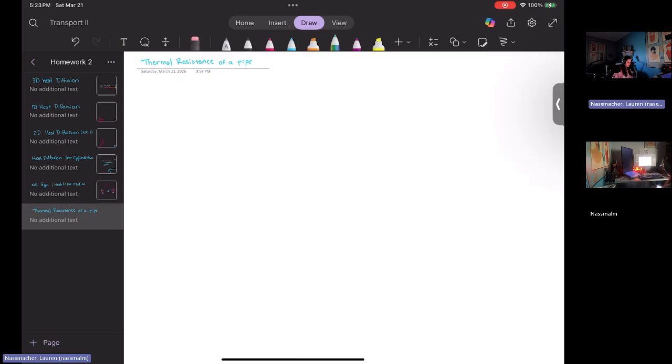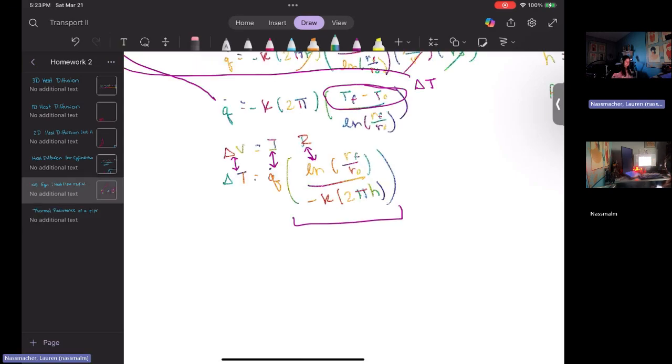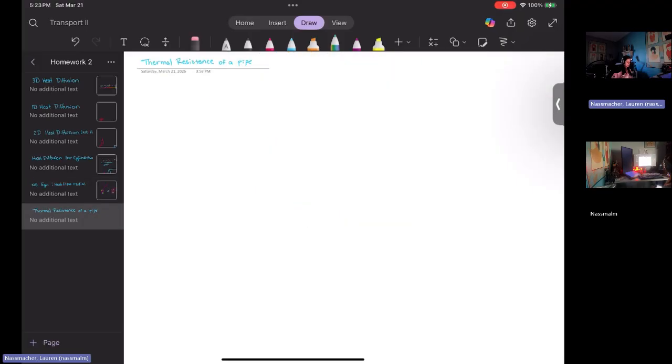Using the thermal resistance equation that we previously derived in a different video, we can determine the thermal resistance of a pipe with insulation surrounding it. Imagining that problem, we have a pipe of radius R1, and around it is an insulation of radius R2.